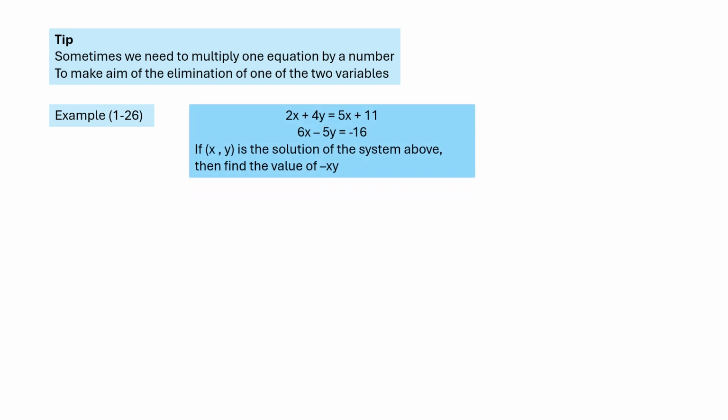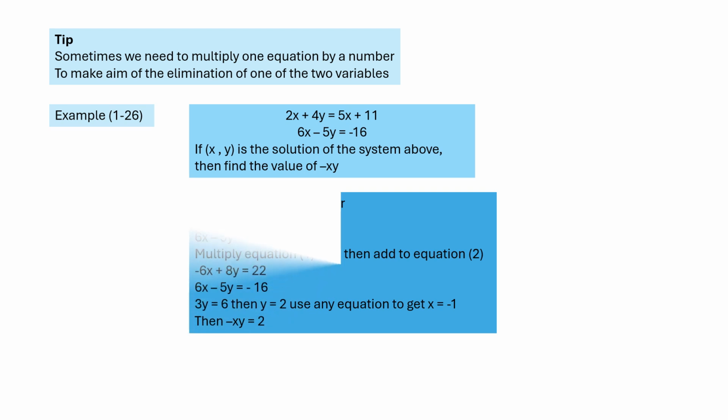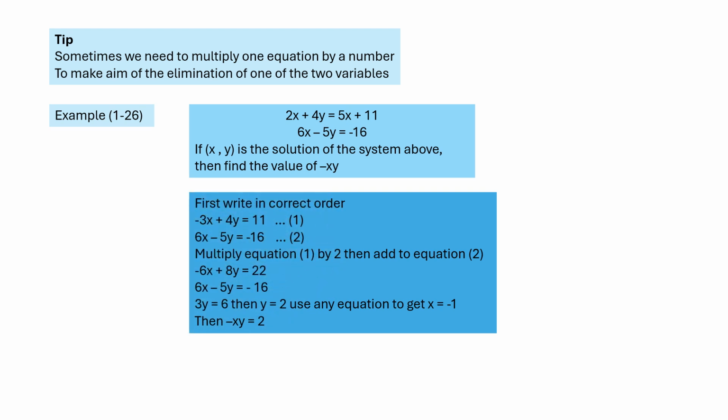Example 126. You have two equations: 2x plus 4y equals 5x plus 11, and 6x minus 5y equals negative 16. If x and y are the solution of the system above, find the value of negative xy. After you get the value of x and the value of y, multiply them by each other and by the negative. First write in correct order, as we said before: negative 3x plus 4y equals 11. This is the first one, equation 1, and the other is 6x minus 5y equals negative 16.